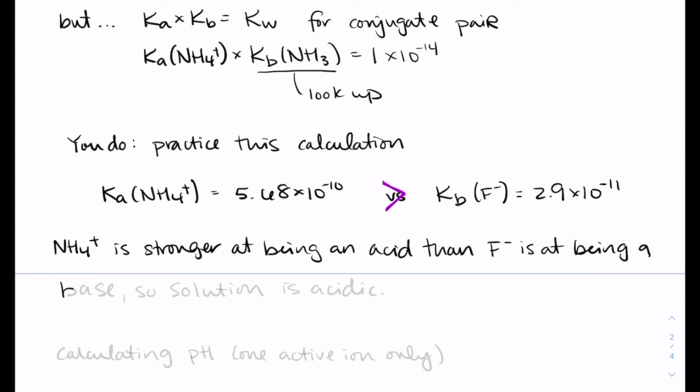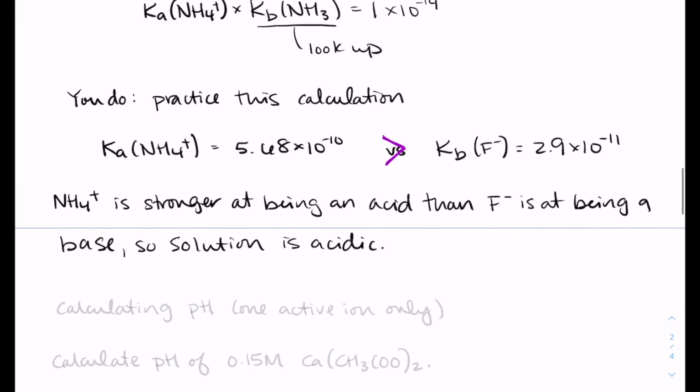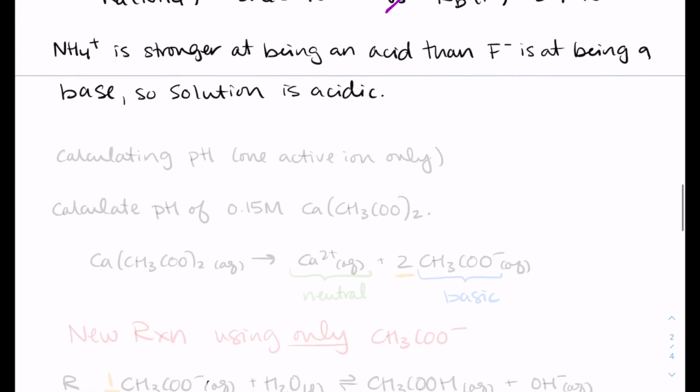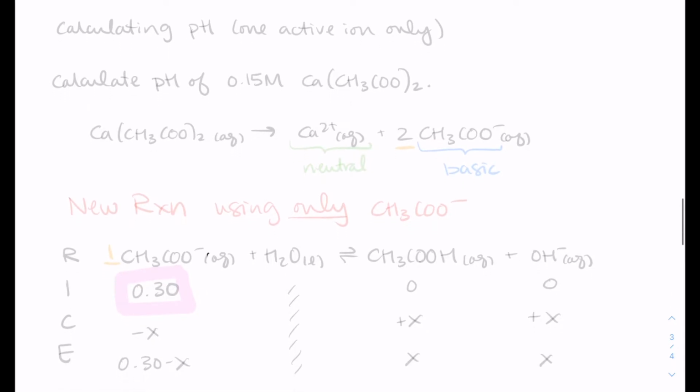So the Kb for ammonia I can look up, and then I can calculate the Ka for ammonium. Same for fluoride. I can look up the Ka for hydrofluoric acid and calculate the Kb. You should take some time to practice this calculation. Make sure you get the same numbers that I did. When you do it, you should get that ammonium has a Ka of 5.68 times 10 to the minus 10th, and fluoride has a Kb of 2.9 times 10 to the minus 11th.